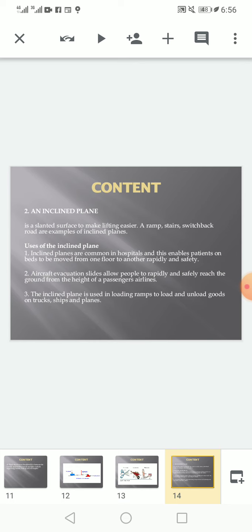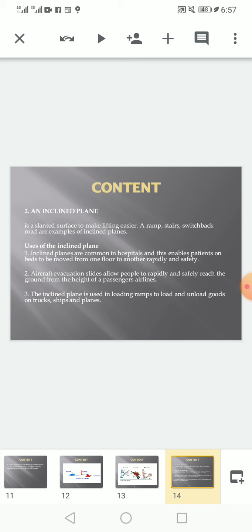An inclined plane basically is a slanted surface to make lifting easier. So what an inclined plane does is that it makes lifting easier. As examples of situations where an inclined plane is used, we have a ramp, a stair, and a switchback road, which are all examples of inclined planes. And what do we use an inclined plane for?